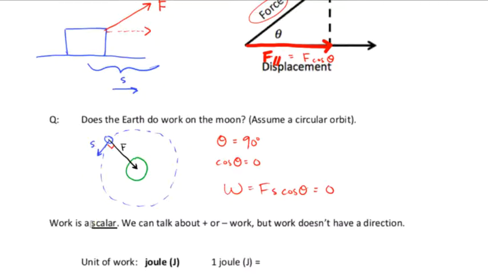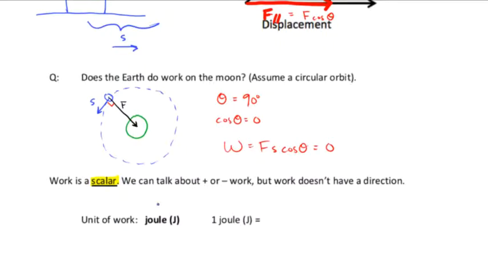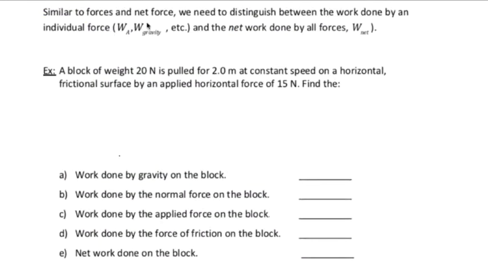Note that work is a scalar, not a vector. We can talk about positive or negative work, but work doesn't have a direction. And the unit of work is the joule. 1 joule is equal to 1 Newton meter, a force of 1 Newton exerted through 1 meter. Similar to the case with individual forces and the net force, we need to be careful to distinguish between the work done by an individual force, for example, the applied force or the force of gravity, and the net work done by all forces.